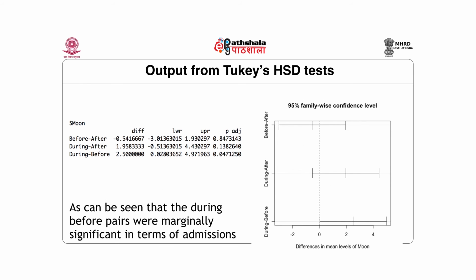As you can see, using Tukey's HSD tests, there is not much of a difference in the moon, which was exactly what we've been arguing. You might say that there was not much of a difference. There was a mild borderline difference between during and before, but that's not to say a lot. What you can say instead is that there are a lot of overlaps between before, after, during, after, and during, before.